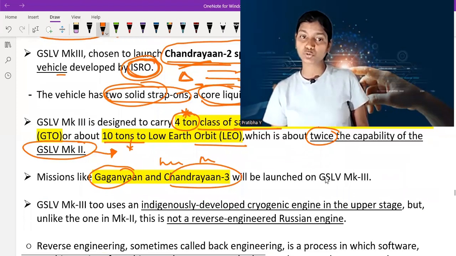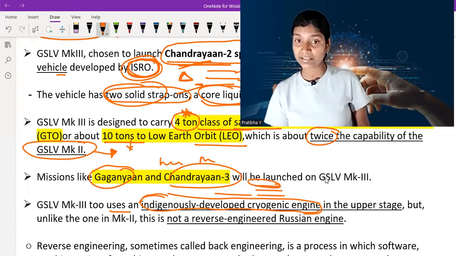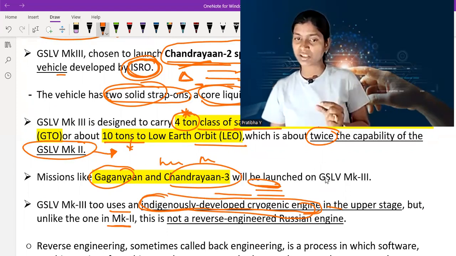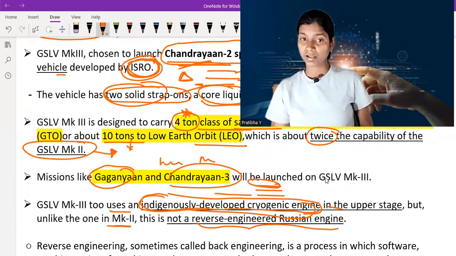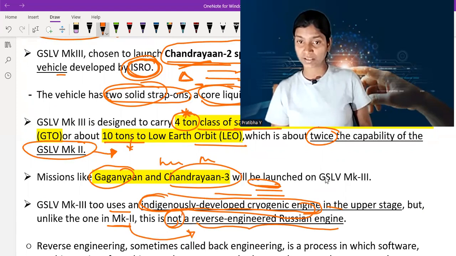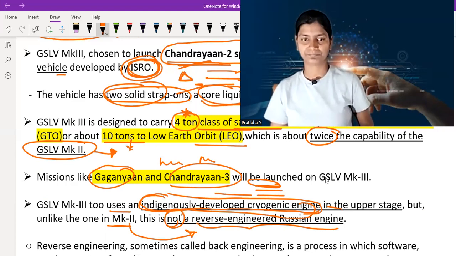GSLV MkIII uses an indigenously developed cryogenic engine in the upper stage. Okay, we know that GSLV has three stages. So in the upper stage, we use an indigenously developed cryogenic engine. But unlike MkII, where we use a cryogenic upper stage made by reverse engineering a Russian engine, in MkIII we use an indigenously developed cryogenic engine.